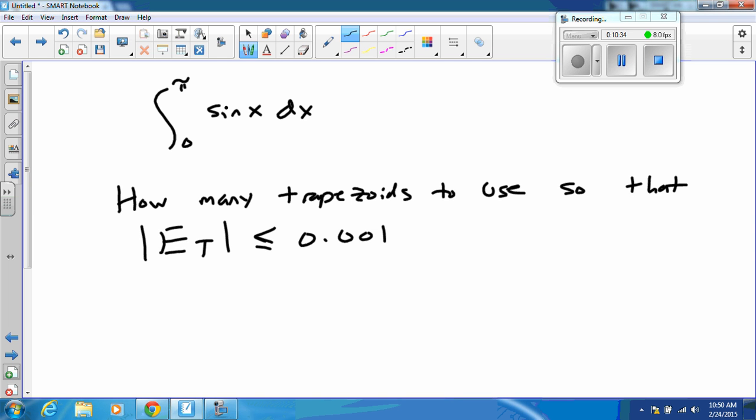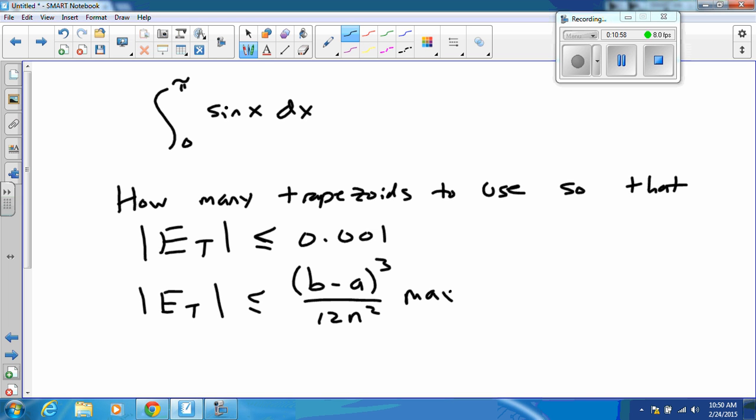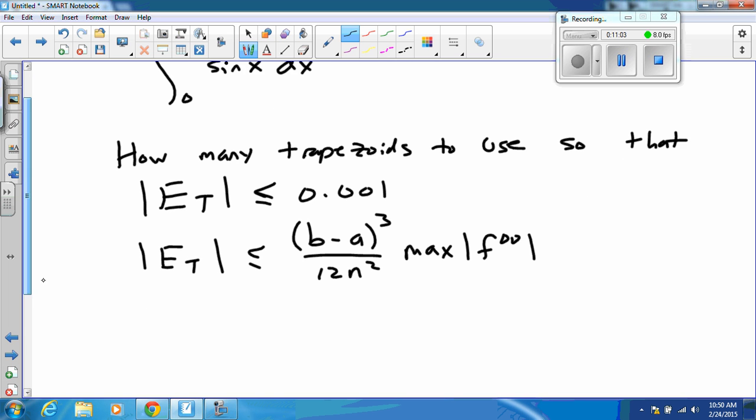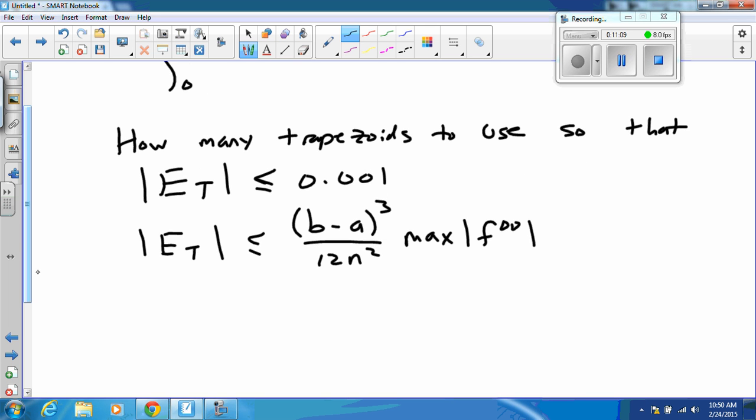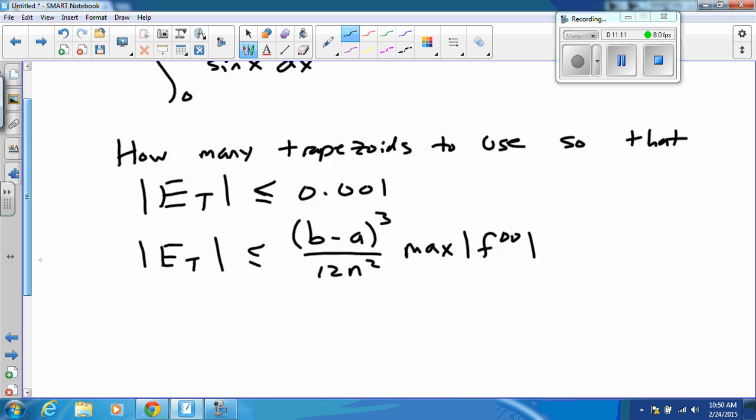In other words, this is actually a practical question for a computer. What I would like to do is compute this integral so that my answer is good to plus or minus 0.001. And now the question is, how many trapezoids should I use? So we're going to, again, use the error-bound formula. The error bound is bounded by (b minus a) cubed over 12n squared times the maximum possible value of f double prime.